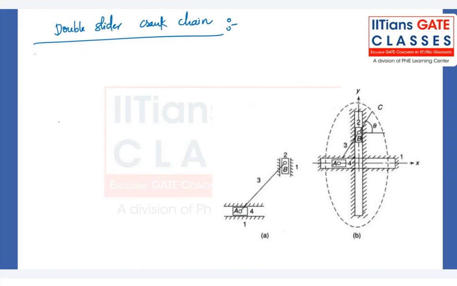Here we have only 3 inversions, because link number 2 and link number 4 are the sliders. So we can either fix one of the sliders, right? So it will become the same thing. So that's why we only have 3 mechanisms, 3 inversions. In first inversion, we are fixing the link number 1, and the application of it is elliptical trammel.